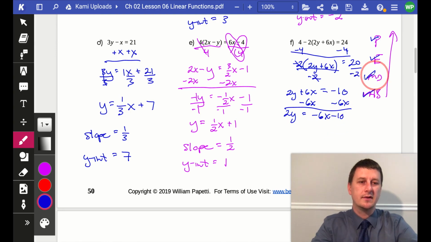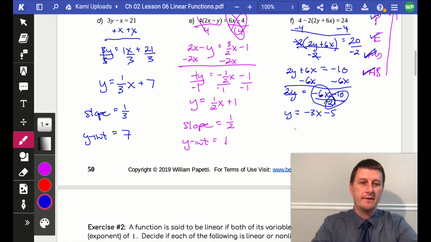And multiplication or division comes next, and that's going to be the end of it for us because we are now going to have y equals, which is what we want. -6x divided by 2 is -3x, and -10 divided by 2 is -5, which finally gives me a slope of -3, that's my coefficient of x, and a y-intercept of -5.